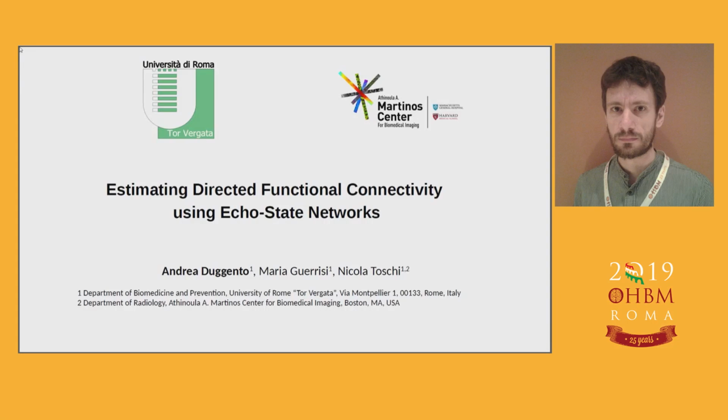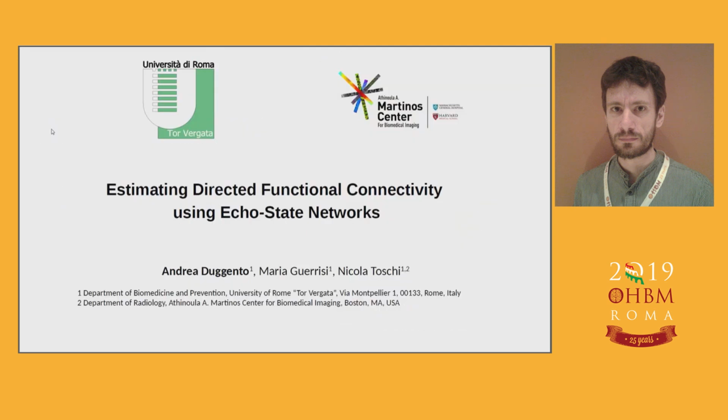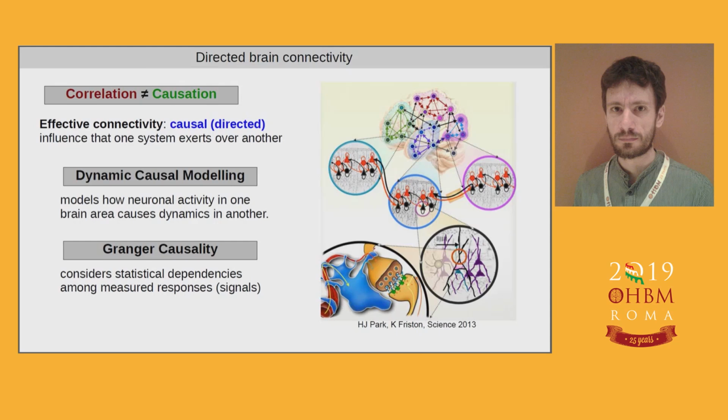I would like to introduce to the kind public a method to estimate direct functional connectivity, which is based on Granger causality. When you want to estimate direct functional connectivity, basically there are two methods. Dynamic causal modeling is one of them, and the other one is Granger causality.